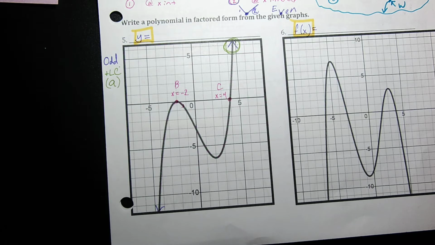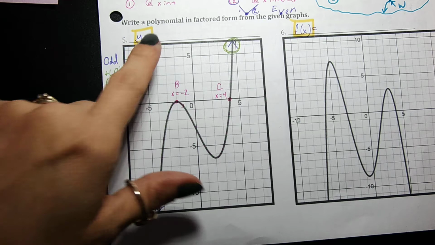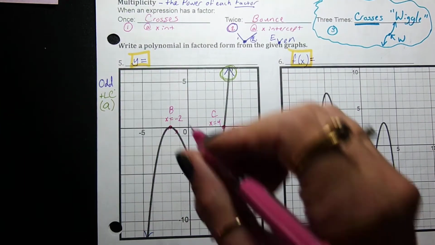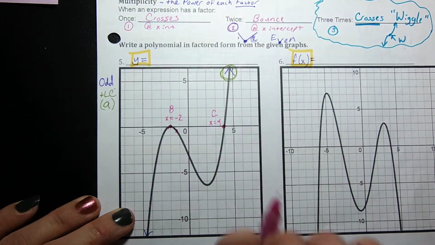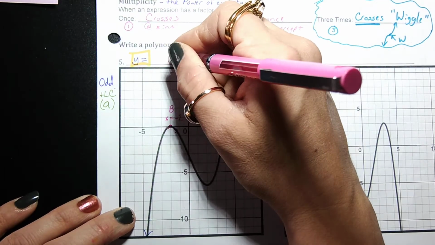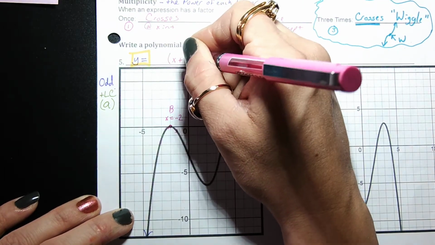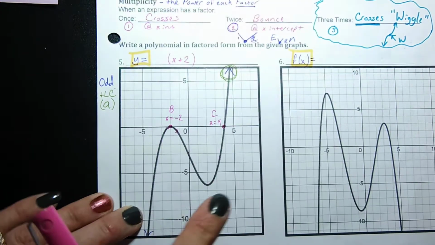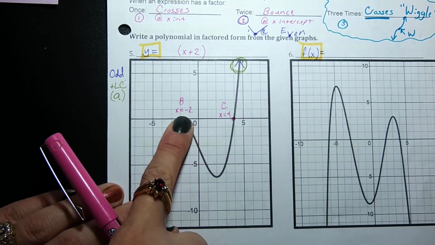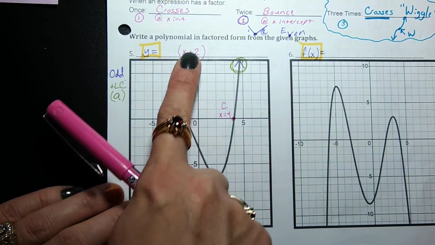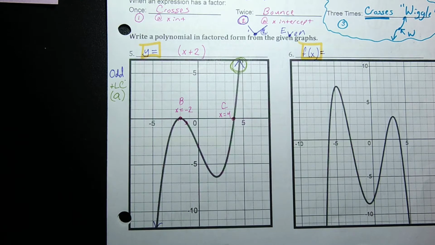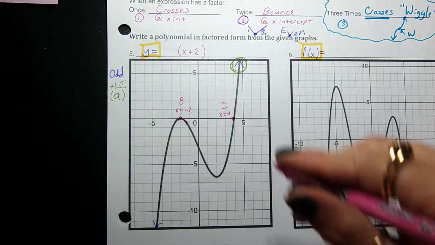So if it's x equals -2, leave some space after your y equals, what would that be as a factor? X plus 2. X equals -2 is the x-intercept or the root. X plus 2 is the factor. Now, if it bounces, what's the multiplicity? 2.